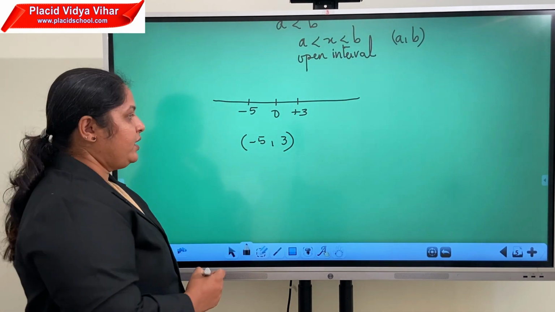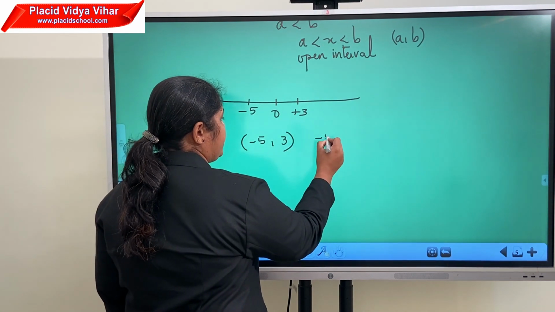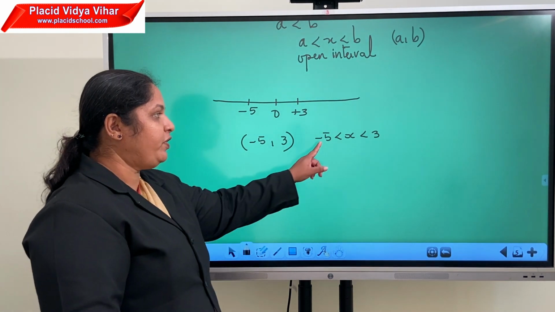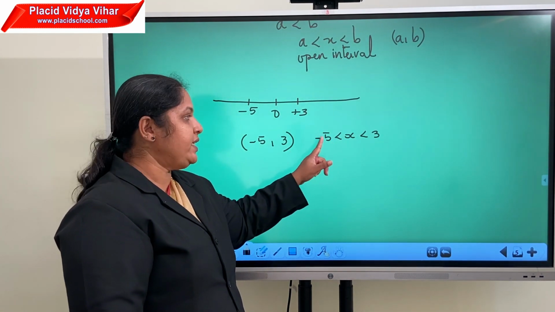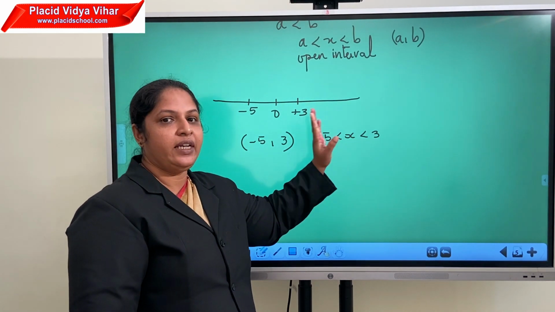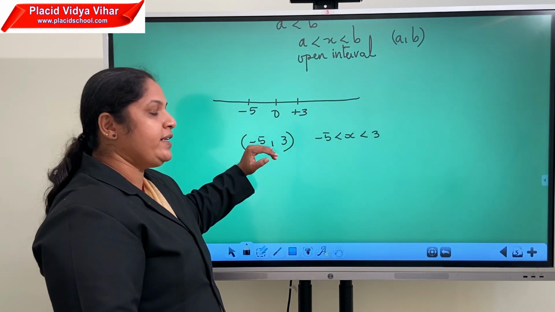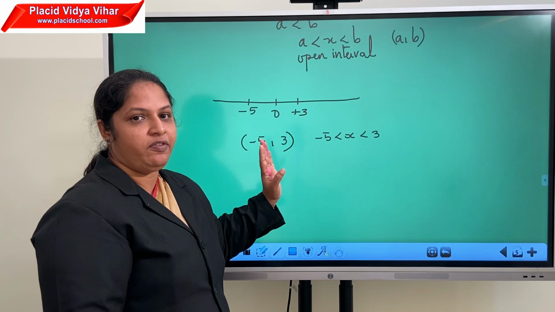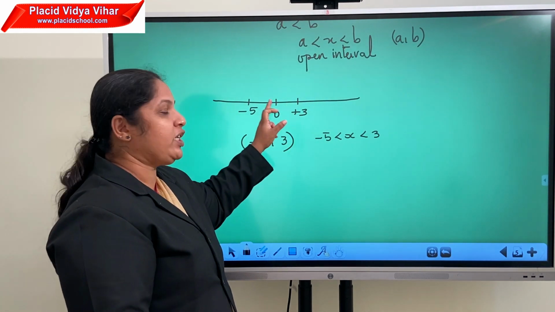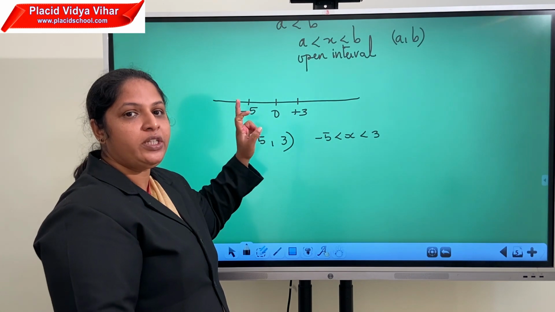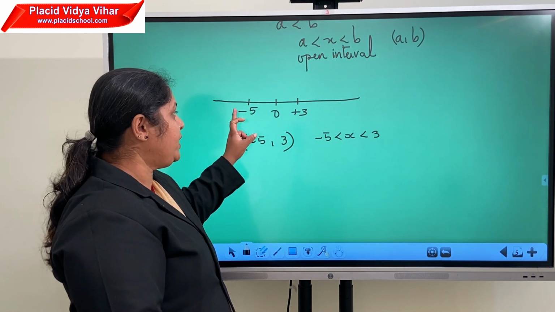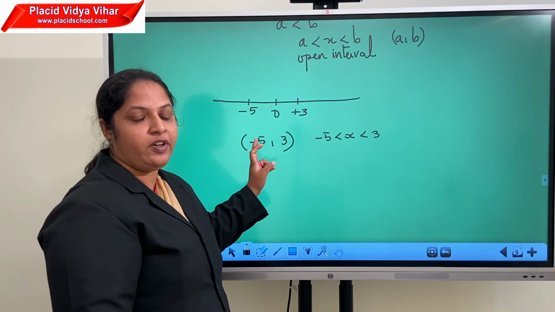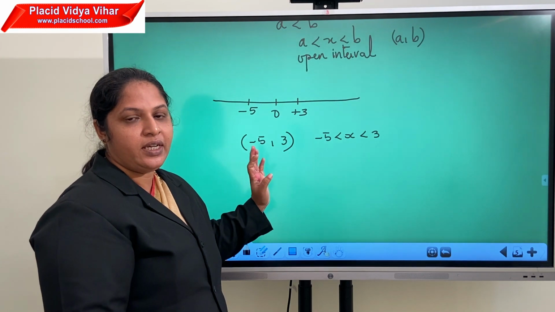What does this mean? This means -5 less than x less than 3. We have to be very clear about the inequalities. -5 less than x less than 3. Open interval -5, 3 means -5 and 3 themselves do not belong to this interval. All the real numbers which lie between -5 and 3 will be an element of this interval or belong to this interval.